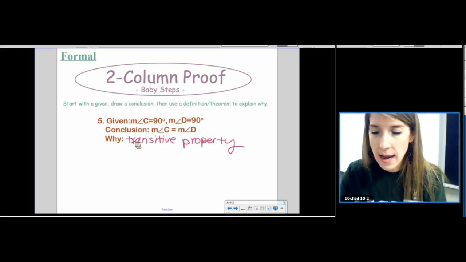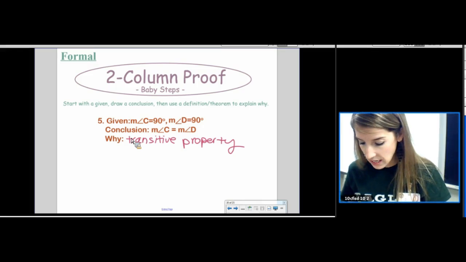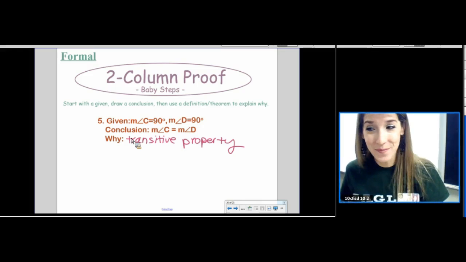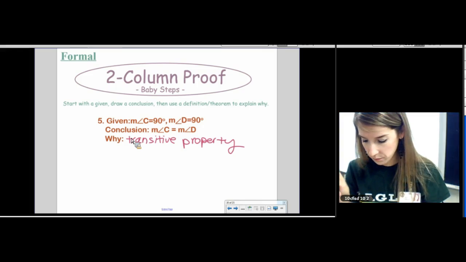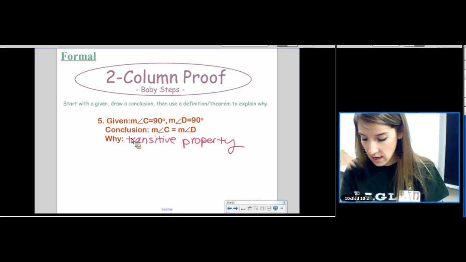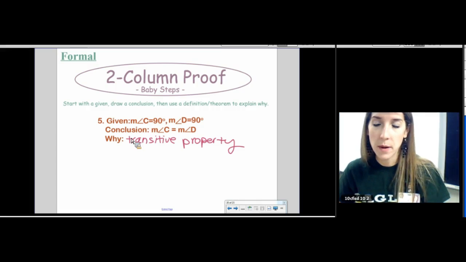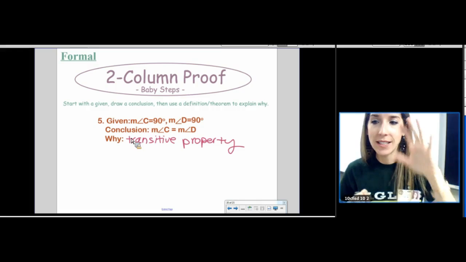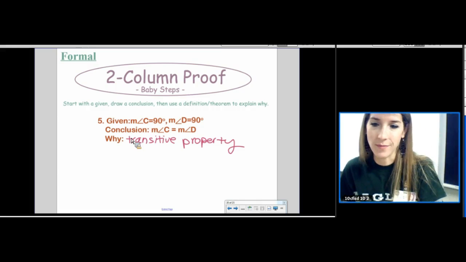Why can't we use the right angle congruence thingy? Because that one doesn't fit the given and the conclusion. Do you see how number 17, that's a great theorem, but it doesn't fit what I have on the board. If the given was angle A and angle B are right angles, then you could use it. But I want C to be equal to D given that they're both 90, and that's the transitive property. Okay?